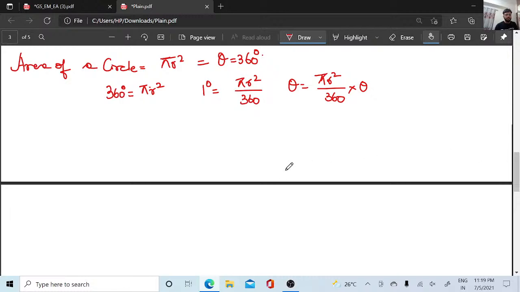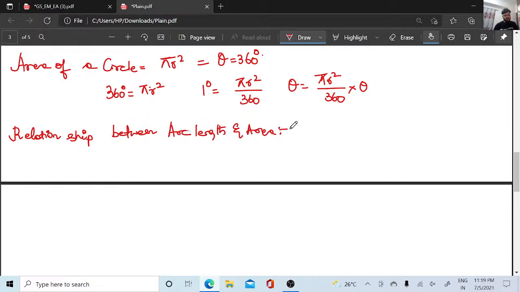What is the relationship between the length and arc? We don't have time to derive the whole thing, so I'll just give you guys the concept here. What is the relationship between arc length and area? Area, we just found out, was pi r square by 360 into theta.